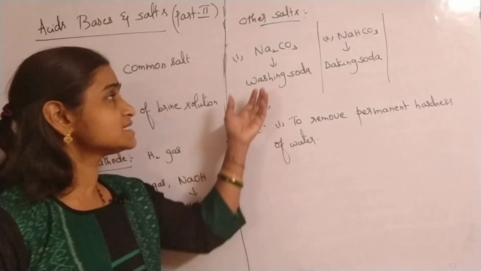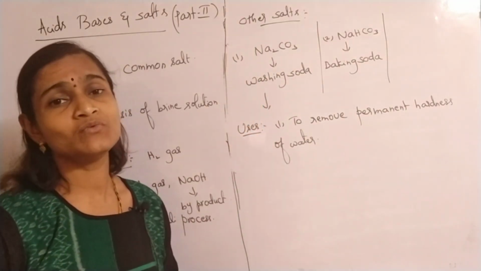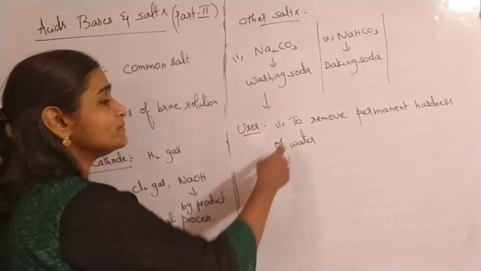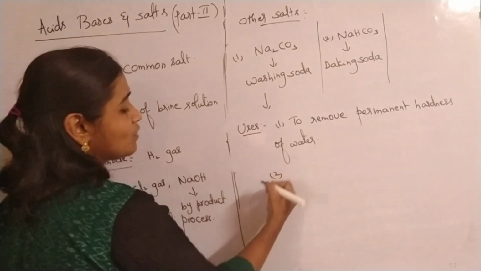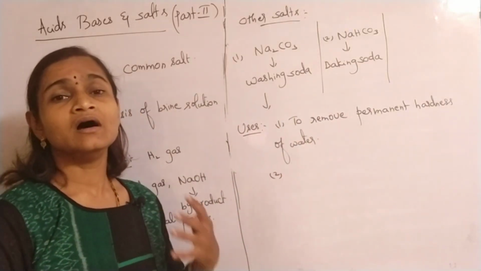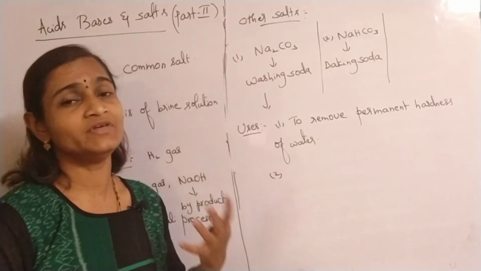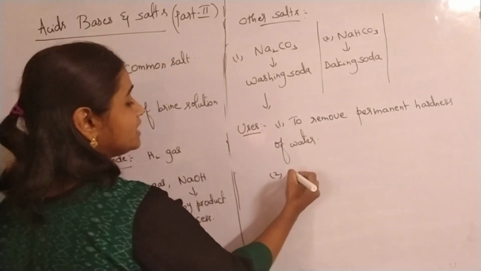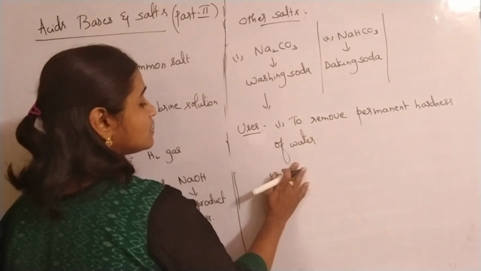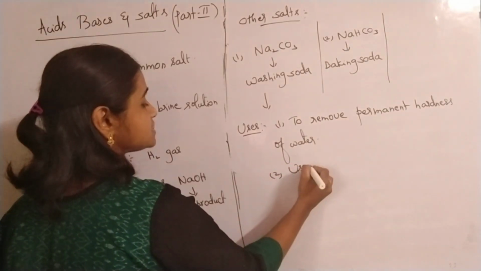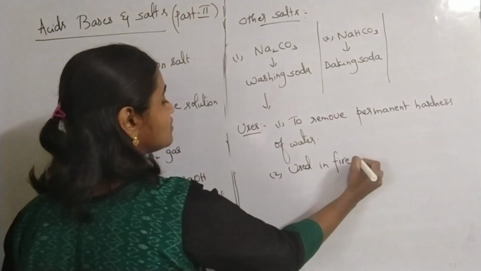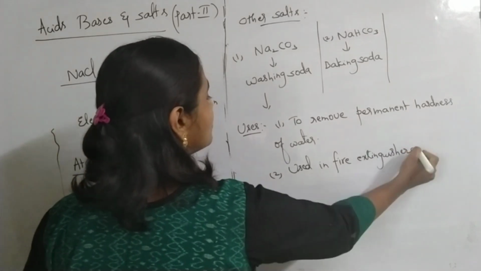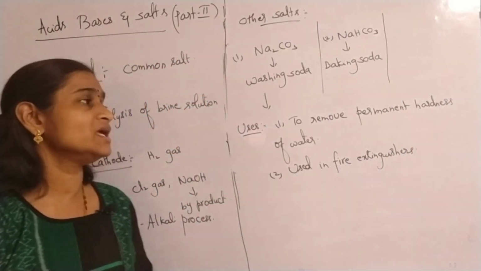By adding these carbonate salts, the hardness of the water can be reduced or removed permanently. Hard water means the water which does not give foam or lather with soap. So that is the first usage of Na2CO3. It can also be used in fire extinguishers because CO2 will be liberated. In order to extinguish fire, carbon dioxide has to be liberated.